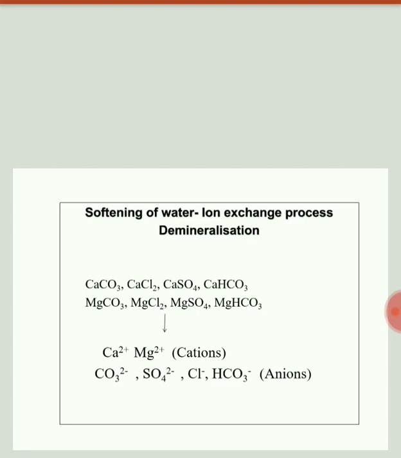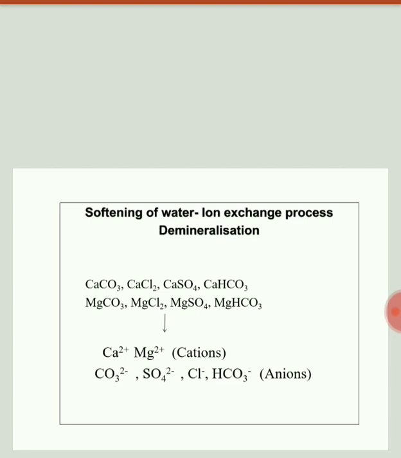Hardness causing substances are usually salts of calcium and magnesium, maybe carbonates, chlorides, sulfates, bicarbonates of calcium and magnesium. When dissolved in water, they will be in the form of ions, cations and anions. Cations are calcium and magnesium, anions are chlorides, carbonates, sulfates, bicarbonates. So the definition is removal of hardness causing substances, removal of ions from the water. To convert hard water into soft water, you have to remove the ions, that is cations and anions.